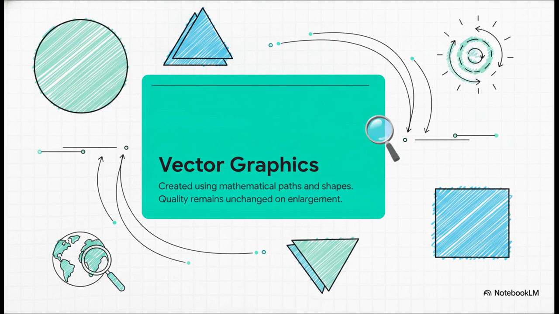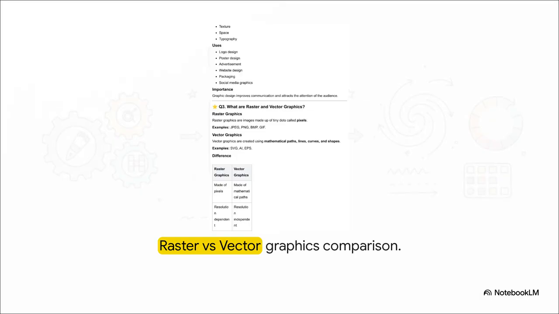So, unlike those fragile pixel mosaics we just talked about, vector graphics are completely resolution-independent blueprints. Instead of dots, they are created using underlying mathematical paths, lines, curves, and shapes. Because it's all math under the hood, you could blow up a tiny vector image to the size of a city billboard, and the quality? Absolutely flawless. This makes vector files, like SVGs or Adobe Illustrator files, an absolute must-have for scalable logos and professional illustrations. This really sets up the ultimate battle in digital design: fragile pixels versus infinitely scalable mathematical paths.